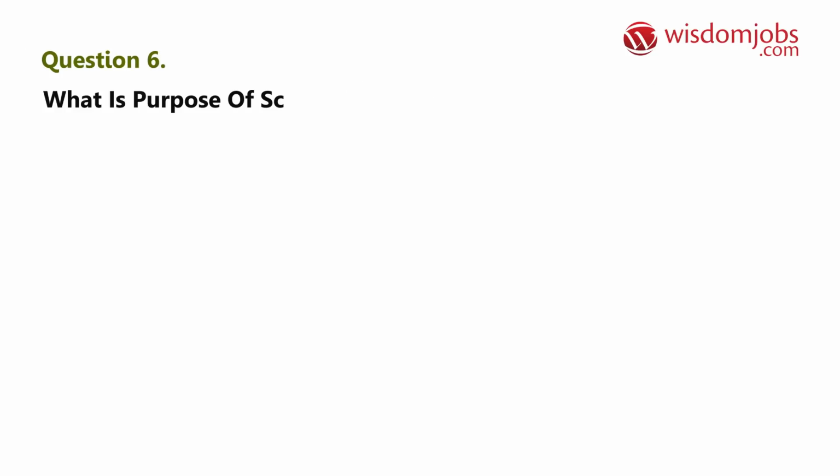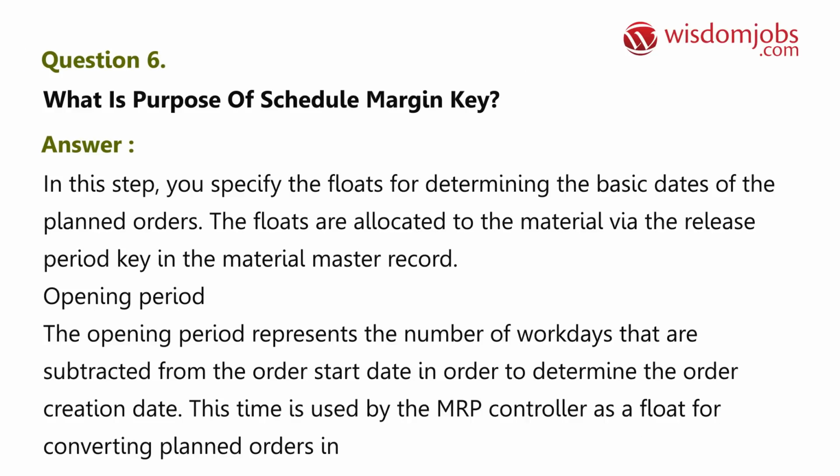Question 6. What is the purpose of schedule margin key? Answer. In this step, you specify the floats for determining the basic dates of the planned orders. The floats are allocated to the material via the schedule margin key in the material master record. Opening period. The opening period represents the number of workdays that are subtracted from the order start date in order to determine the order creation date.